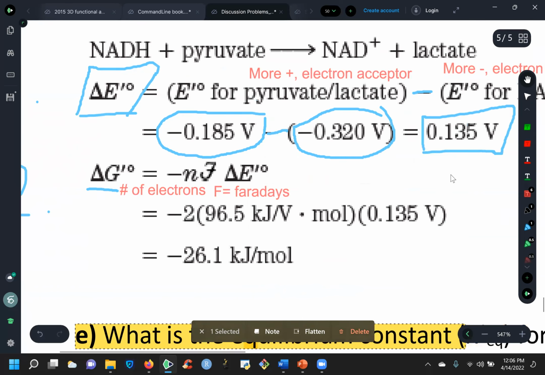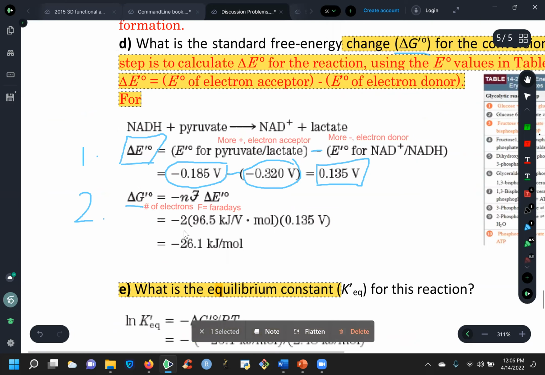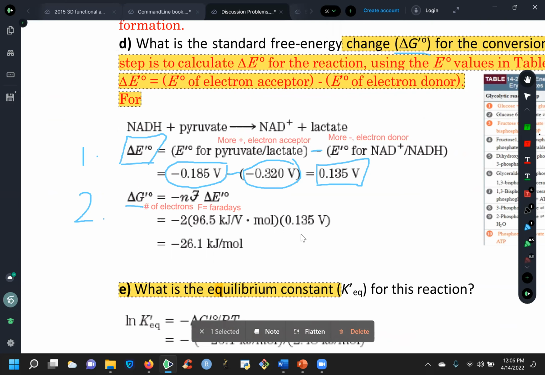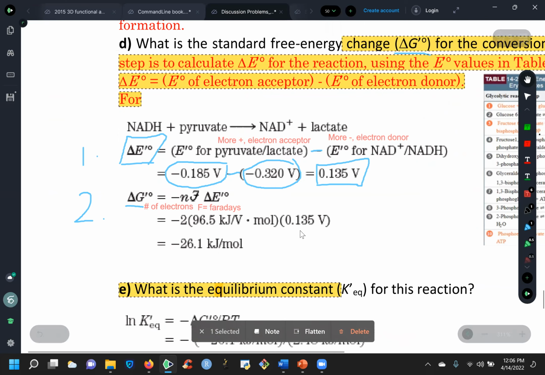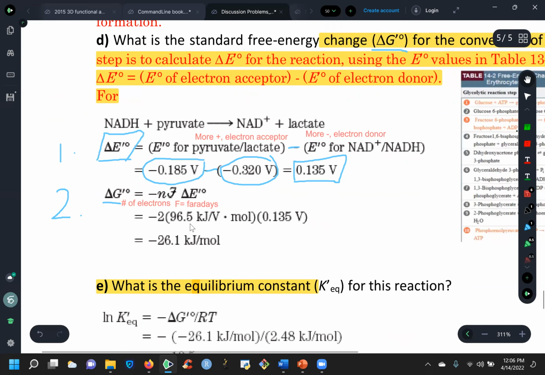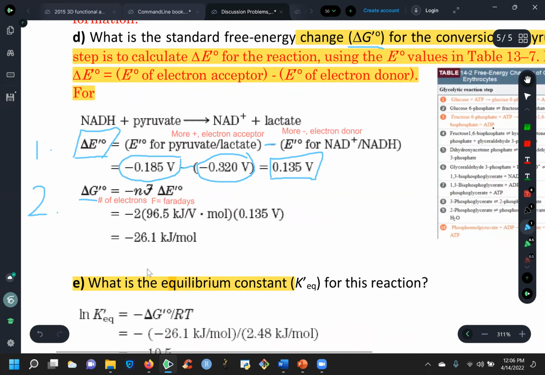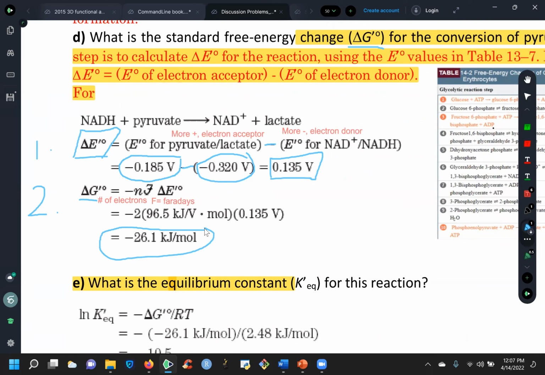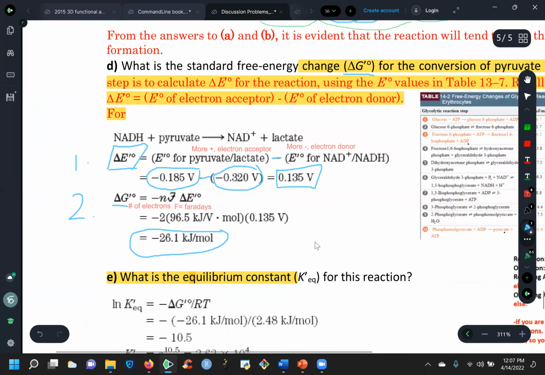So you go negative 2 because there are 2 electrons, Faraday's constant, 96.5, and then the delta E, the change in standard reduction potential, 0.135. And so your total answer for the free energy is negative 26.1 kilojoules per mole. So is this energetically favorable or unfavorable? It's favorable, yeah. So the reaction's moving to the right. So this is really easy, right?